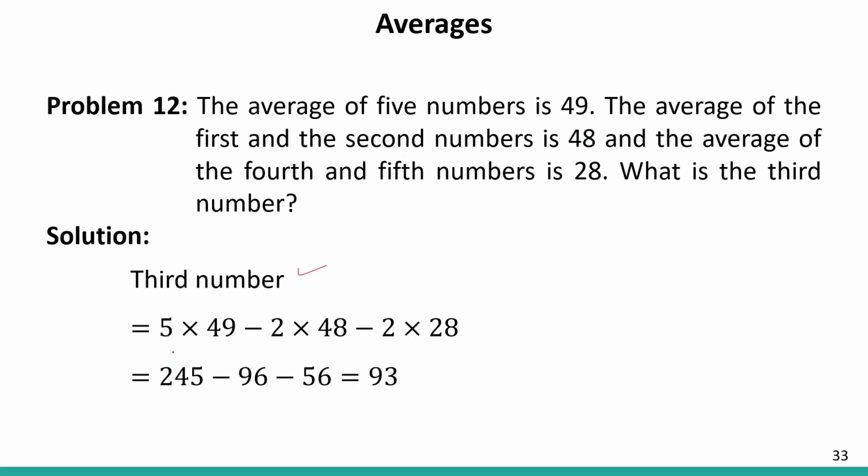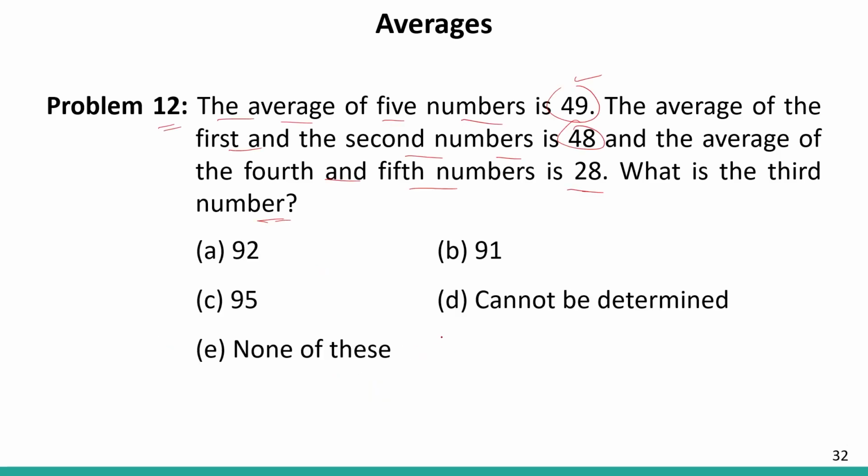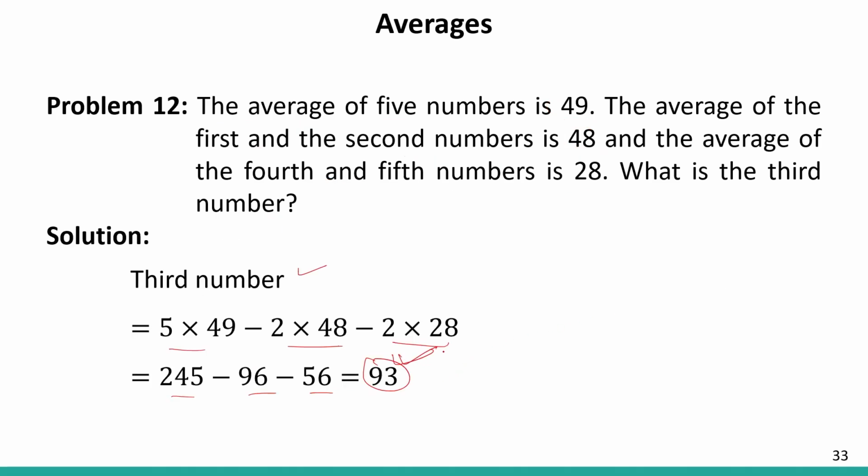So the third number is equal to what? 5 into 49 minus 2 into 48 minus 2 into 28. That will be equal to 245 minus 96 minus 56. That is equal to 93. So among these options, 93 is not here, so it will be none of these. Okay, so this is the correct one, because it is not true that it cannot be determined. We have determined it to be 93.